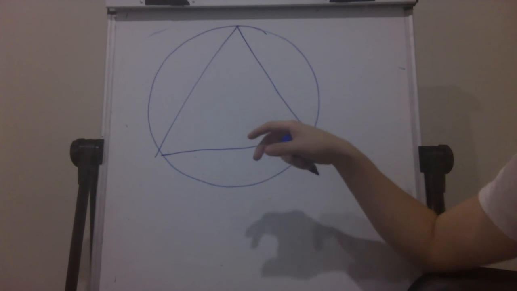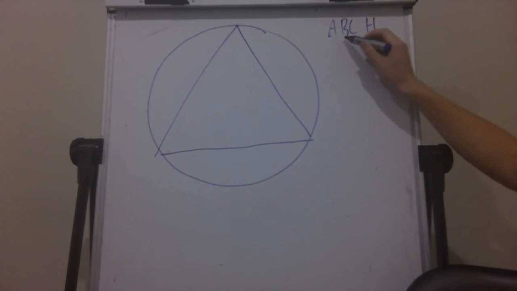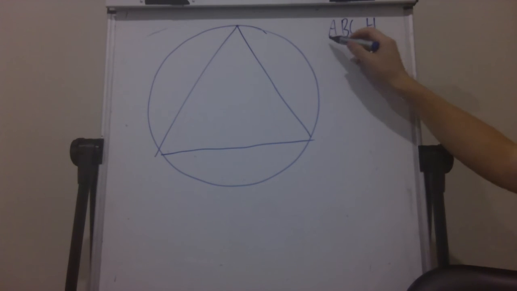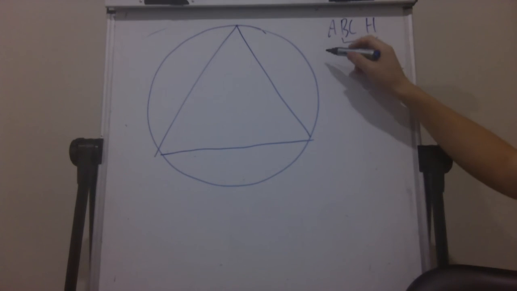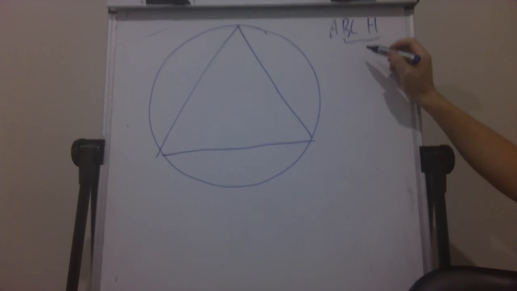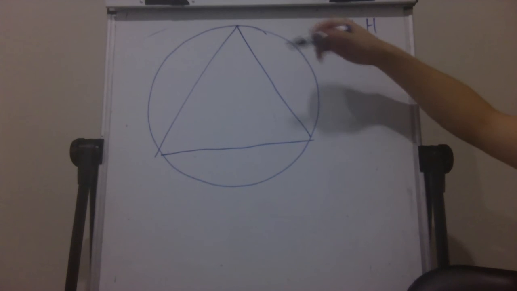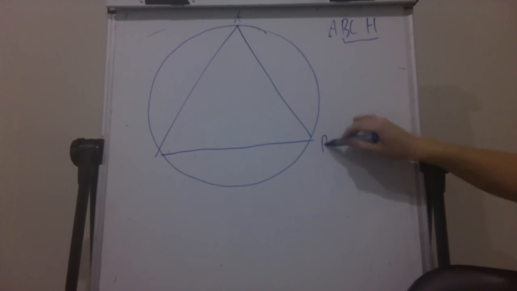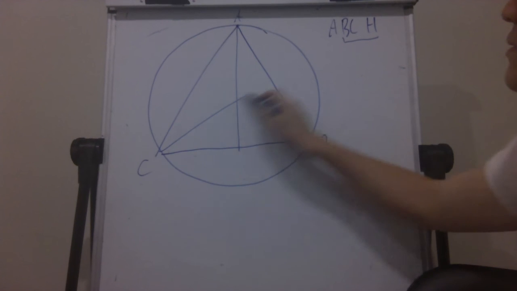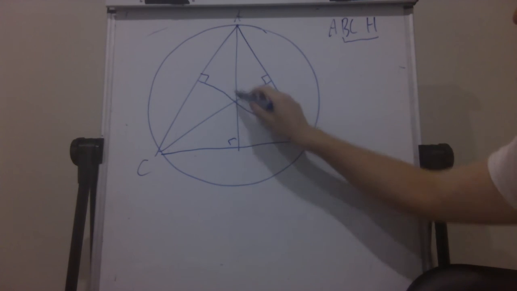So if you have ABCH, A is the orthocenter of BCH, B is the orthocenter of ACH, and C is the orthocenter of ABH. And it's allowed to go outside the triangle. So if this is A, B, C, H is somewhere here.